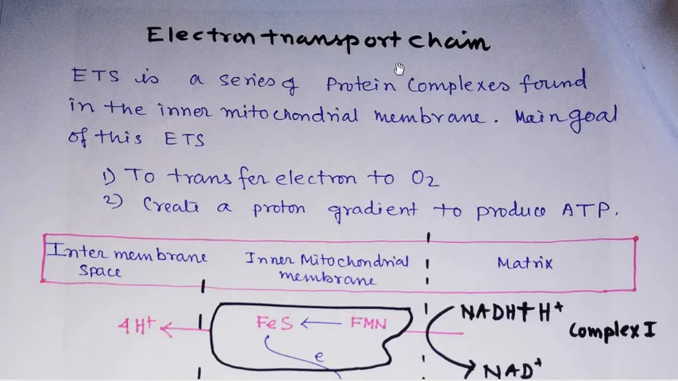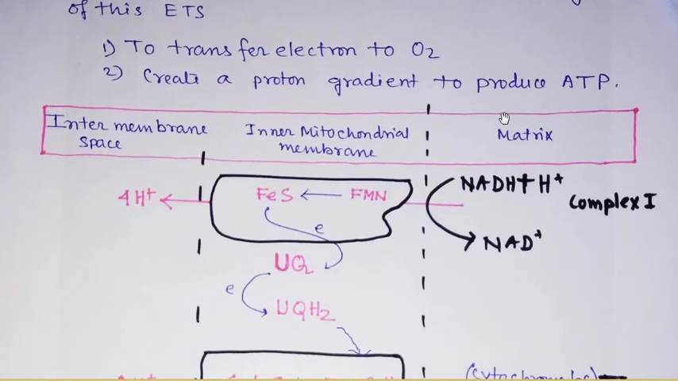During the electron transport chain, the electrons are carried by different kinds of electron carriers, and ultimately the electron is transferred to the oxygen. The second goal is to create a proton gradient to produce ATP. During the electron transport chain, the H+ ions present inside the matrix are pumped out into the outer chamber, and in this way a proton gradient is produced. That means the concentration of H+ ion increases in the outer membrane.